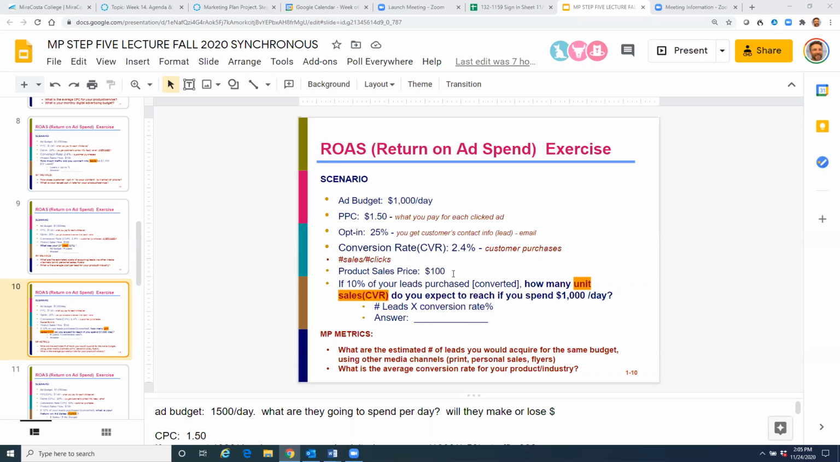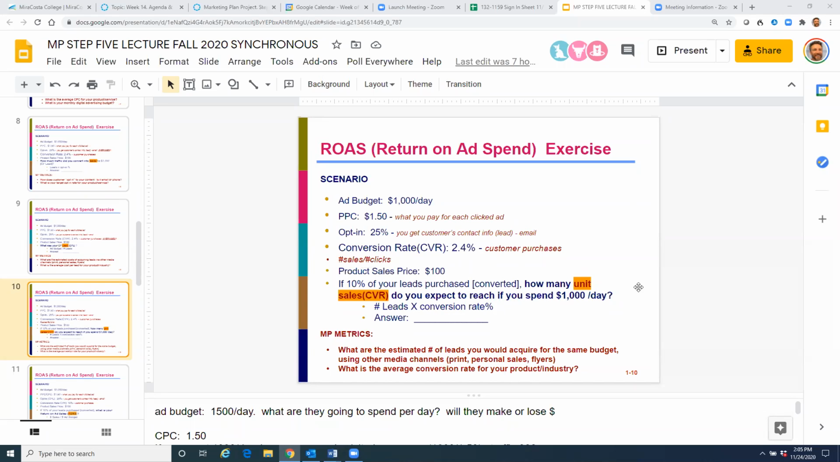And we know that the sales price is 100. So first off, let's figure out how many sales we expect to reach when we spend $1,000 a day. We would get that number by taking the number of leads right here, multiplied by our conversion rate.